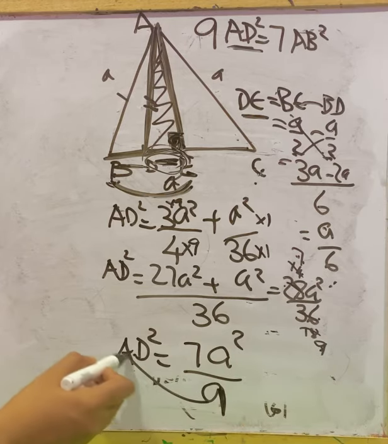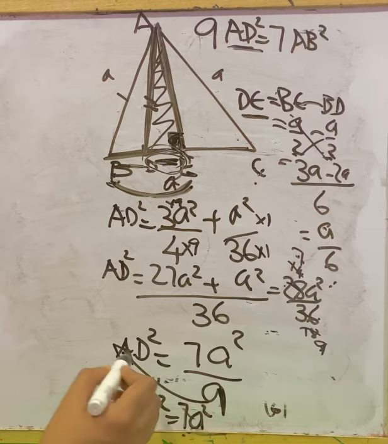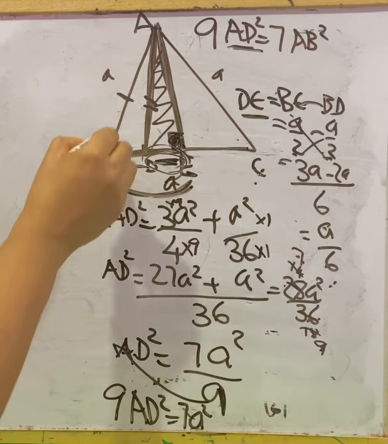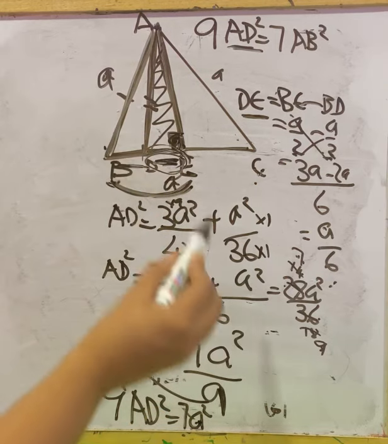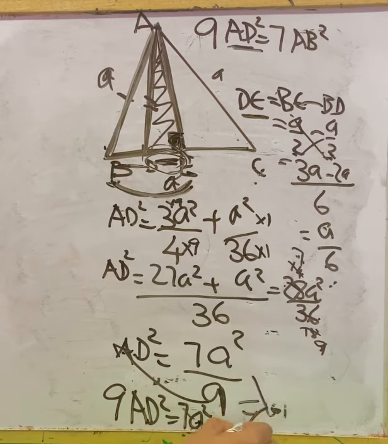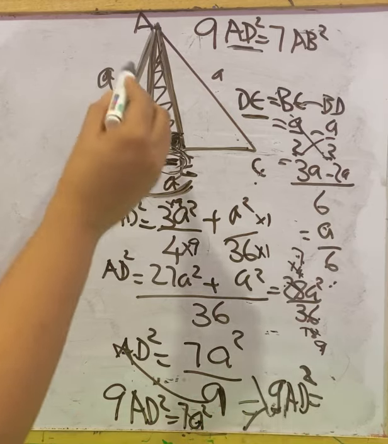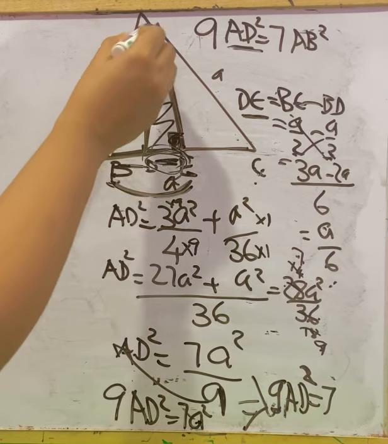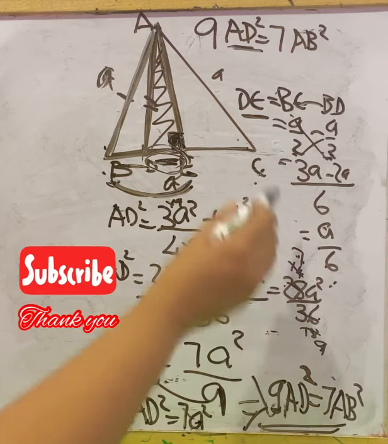Now we will take this 9 to the side, and it becomes 9AD square is equal to 7A square. And in the question we need AB. AB length is A. So instead of A we can say it is AB. So we got the proof. 9AD square on the LHS, and on the RHS we have 7A square, and we know this A is AB, so we will write here AB square. This is what we have to prove.